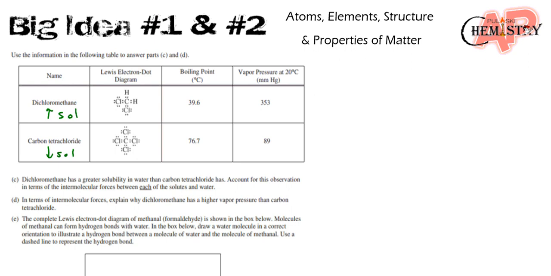Account for this observation in terms of intermolecular forces between each of the solutes and water. So again, you got to look at that. Well, what's the difference? The bottom one, carbon tetrachloride, is completely symmetrical, right? The more symmetrical it is, the more nonpolar it is. So then you'd only have LDs. So what I would say is, I'm going to label it literally right here on the side. So letter C is that here, if it's polar, minimum, I have dipole-dipoles going on versus London forces.